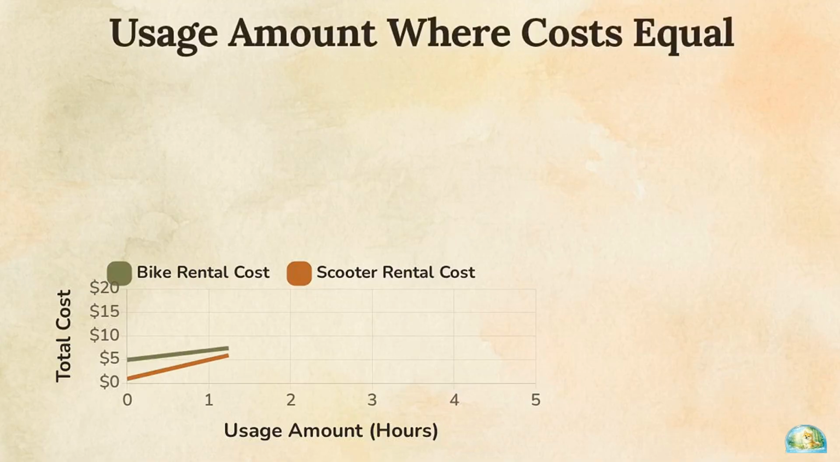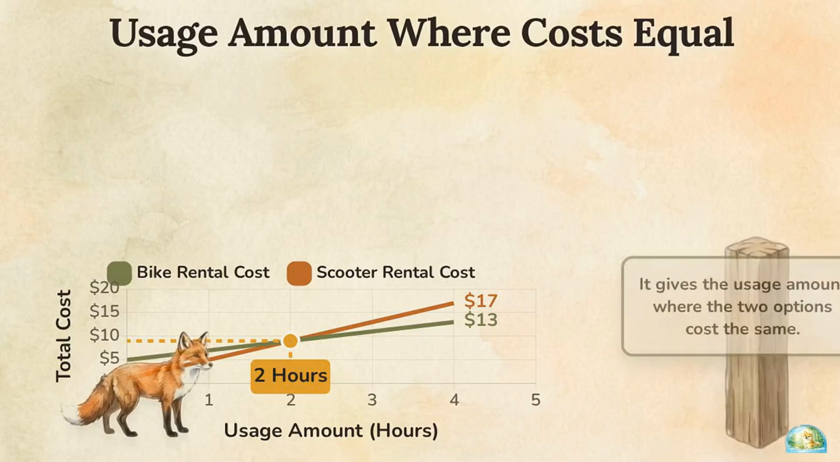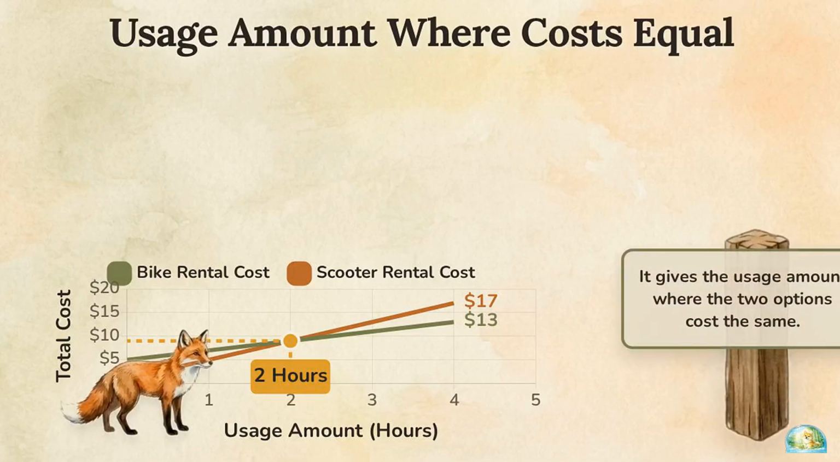A bike rental and a scooter rental have different cost formulas. Why would the x-coordinate of their graph intersection matter? The intersection is where the two cost outputs are equal. The x-coordinate gives the usage amount at which the costs match. So that x value tells when the two rental options cost the same. It gives the usage amount where the two options cost the same.